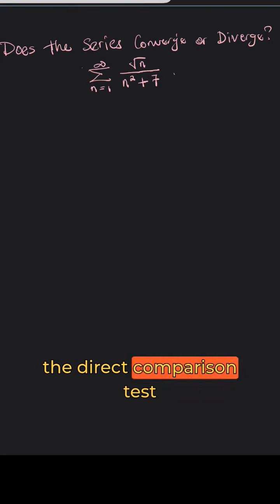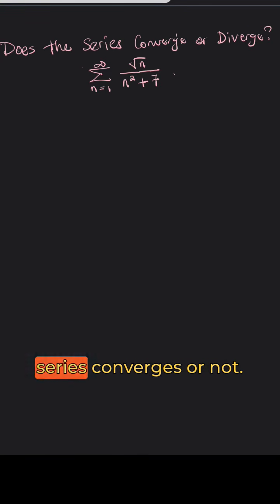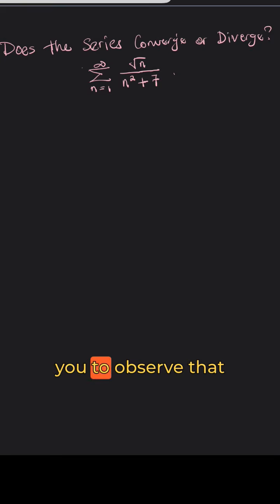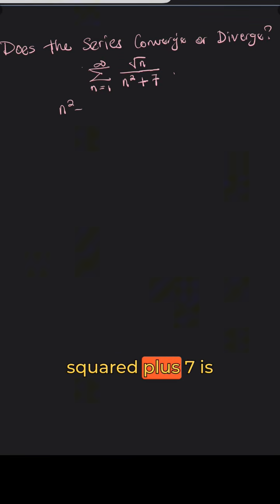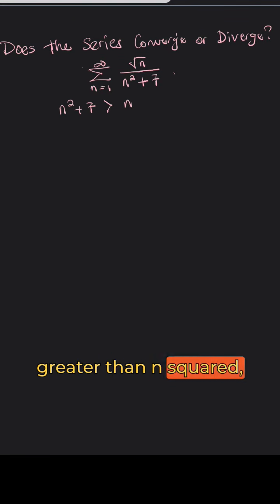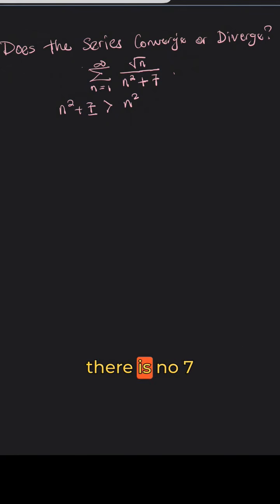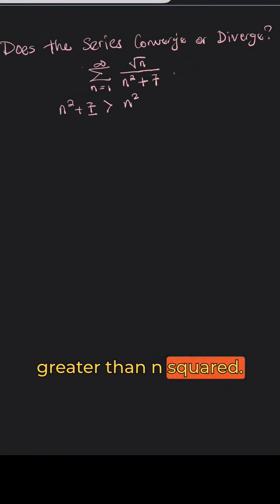Let us use the direct comparison test to determine whether this series converges or not. First, I want you to observe that n squared plus 7 is greater than n squared, right? Because I added 7, there is no 7 here, so obviously n squared plus 7 is greater than n squared.